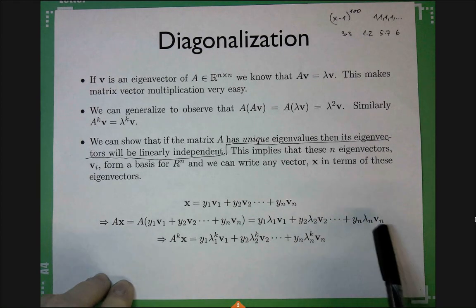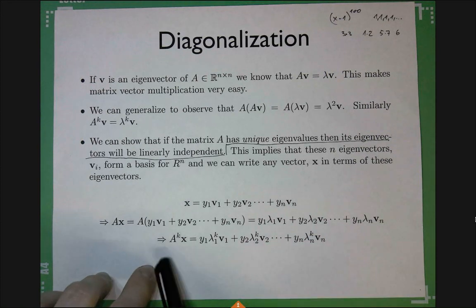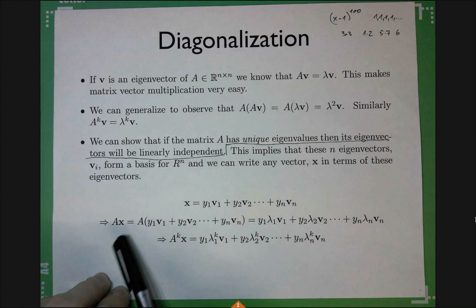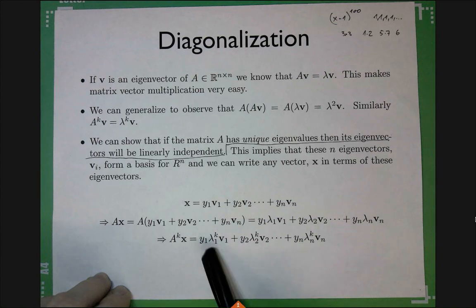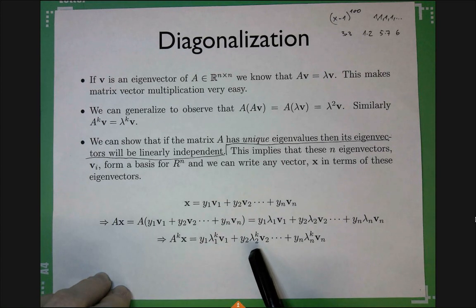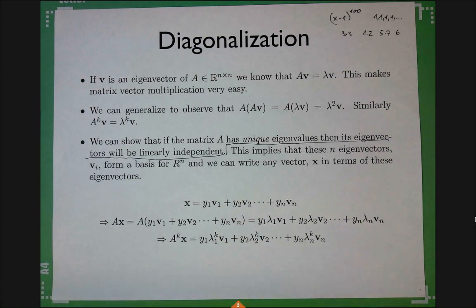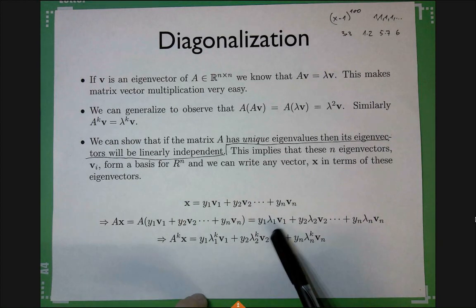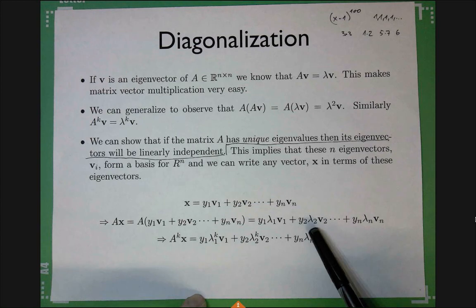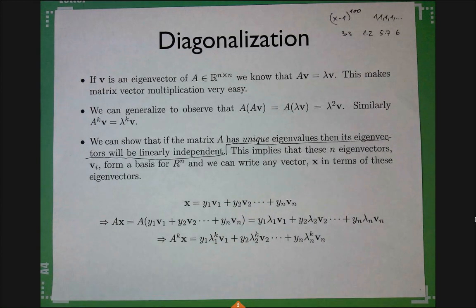But that's it. And if I apply the matrix again, then I would just end up taking powers of the eigenvalues. Because if I apply it again, here I'll get lambda 1 again, so it will be lambda 1 squared. Here I'll get lambda 2 again, so it will be lambda 2 squared, and so on. So this is already fairly close to diagonalization.